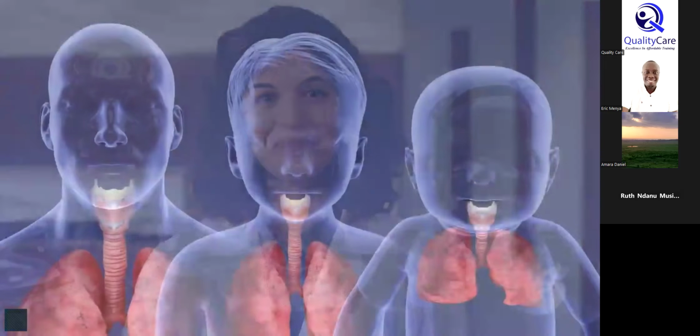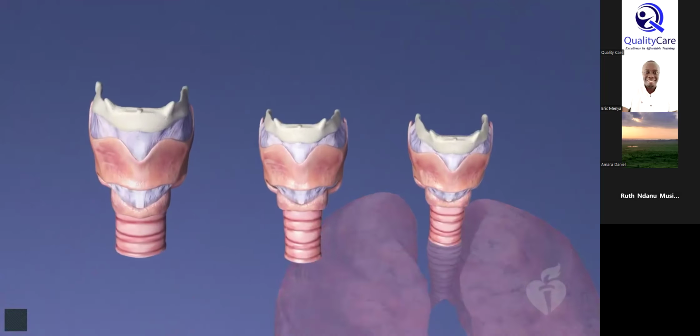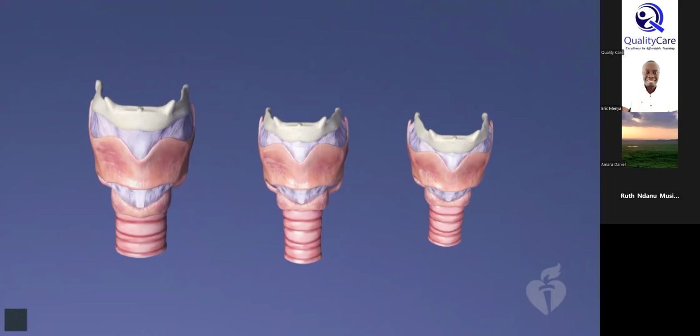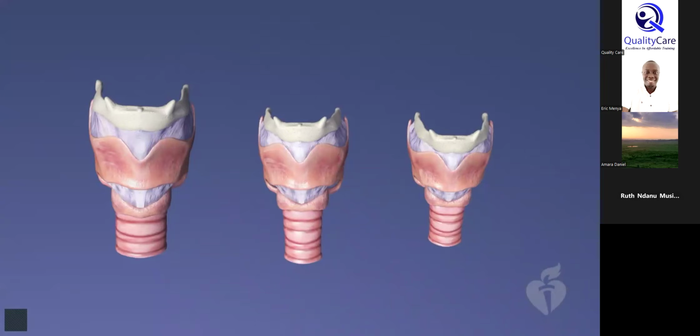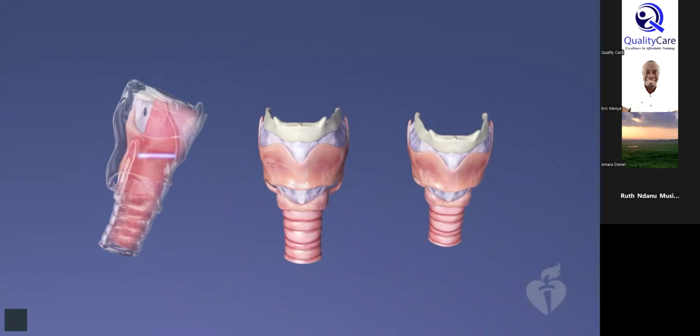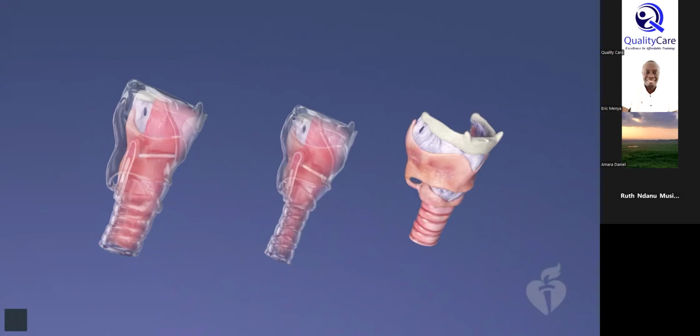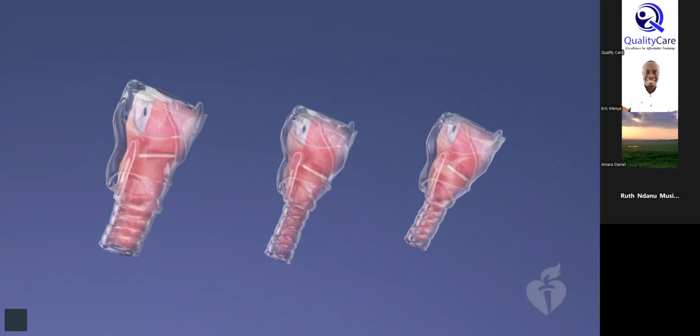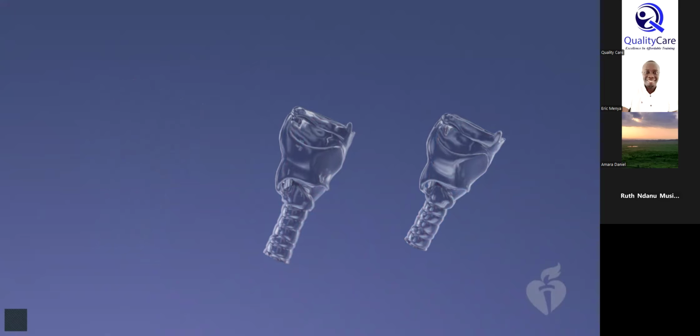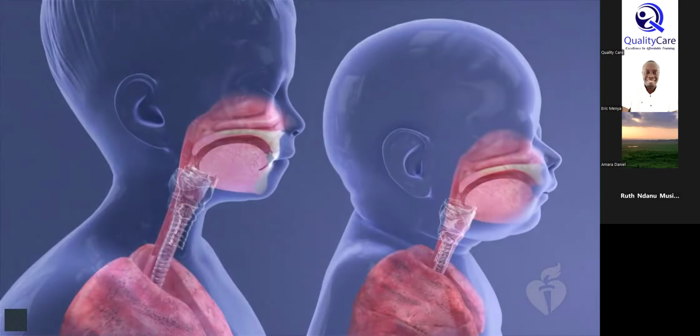First, let's review the unique attributes of a child's airway. These illustrations of an adult, a child, and an infant show that the airways of children and infants are considerably smaller and shorter than those of adults. The adult larynx is cylindrical, with the narrowest opening at the level of the vocal cords. In contrast, the larynx of infants and young children is funnel-shaped. The airway continues to taper below the vocal cords to the cricoid cartilage, which is the narrowest point of the airway, and it creates a non-distensible ring around the airway.